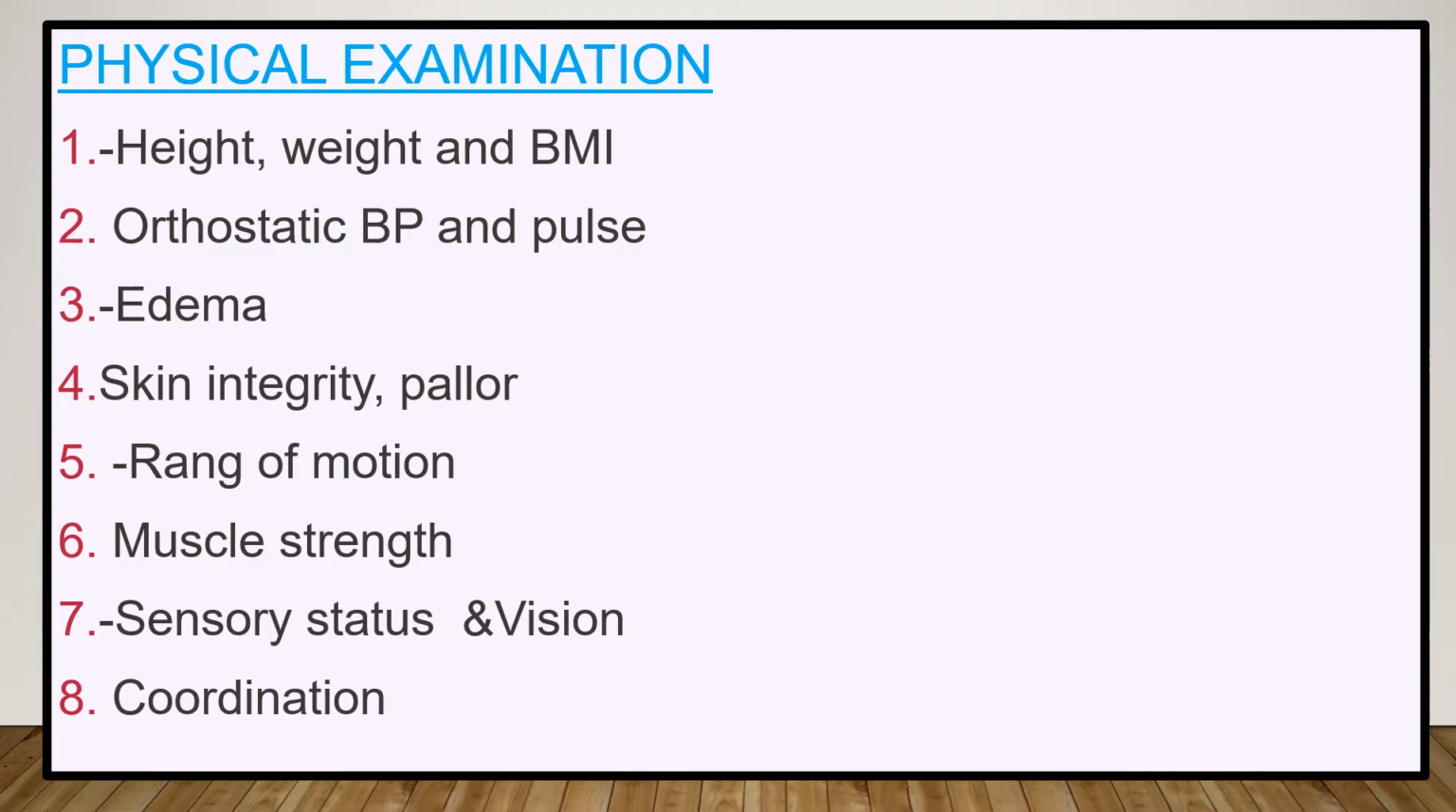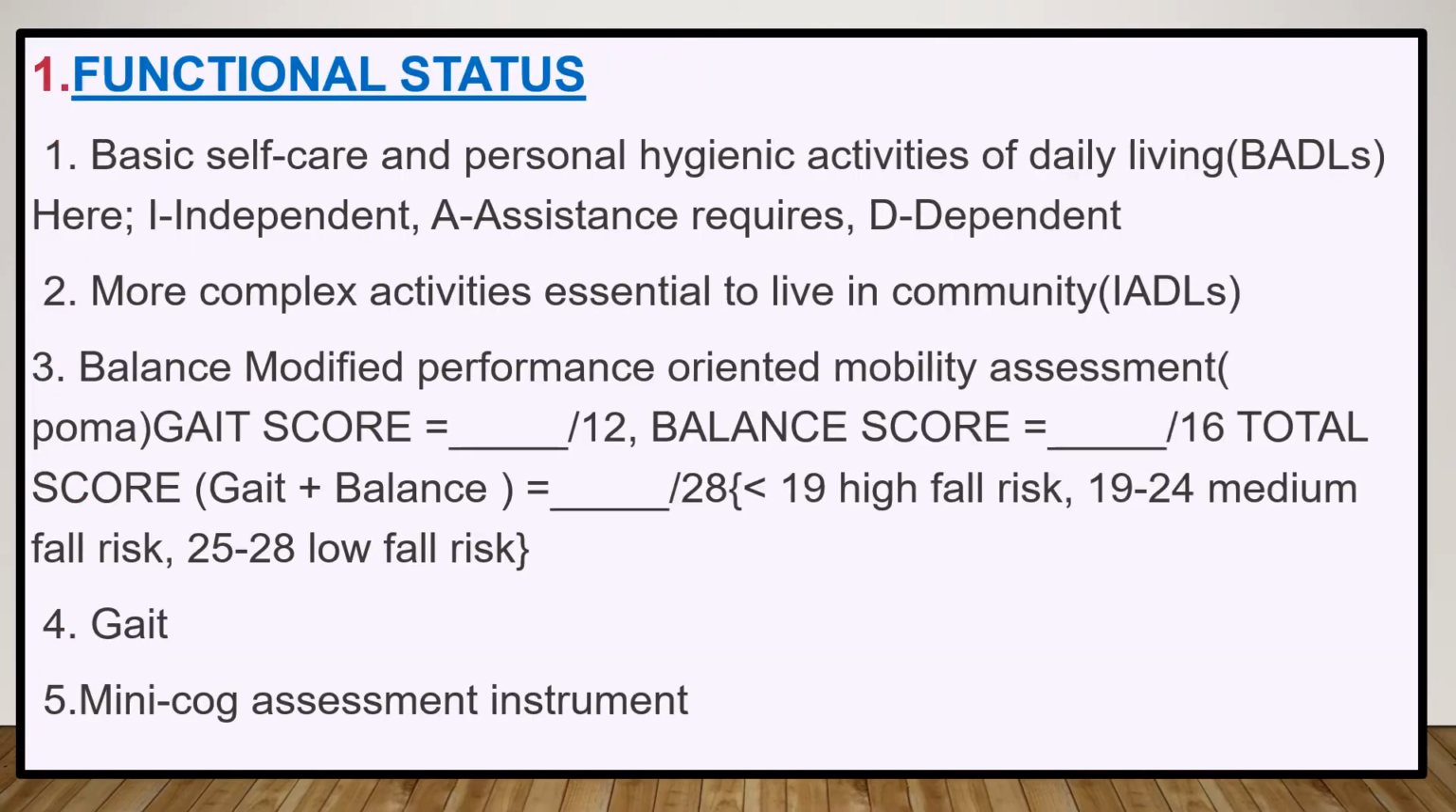Then the sensory status: the vision, the acuity of vision, and hearing, which allows his social communication, and the level of coordination in the musculoskeletal system. Then we evaluate the functional status of the elderly population, as his dependency on the personal activities of daily living, the activity of bathing, grooming, feeding, and so on. This can be classified into 3 grades: either he is independent, he is assisted, or he is fully dependent.